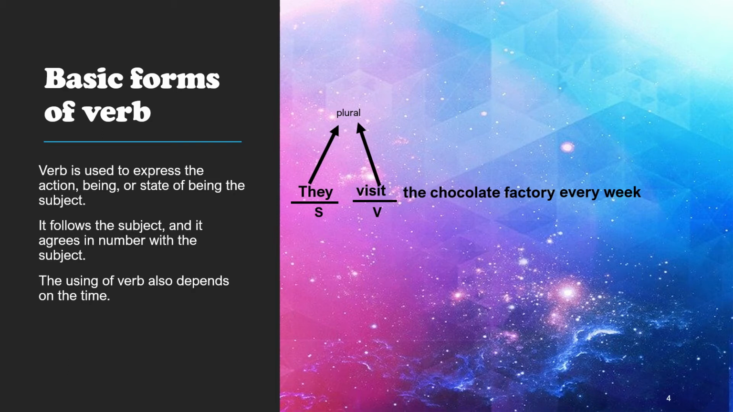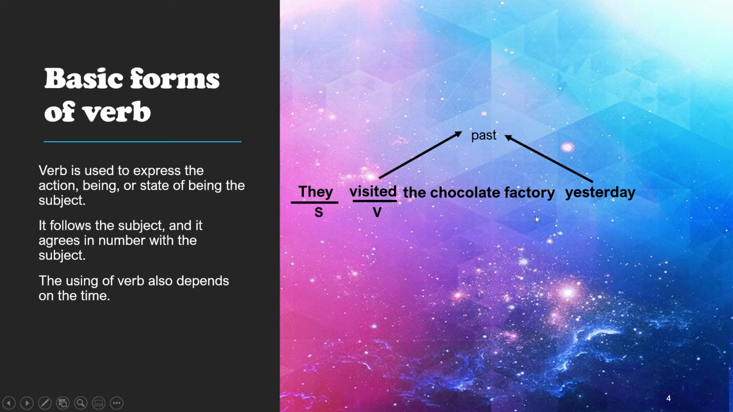And the using of verbs also depends on the time. What does it mean? Look, they visited the chocolate factory yesterday. The word yesterday here marks that the action happened in the past. Therefore, instead of using visit, it used visited. It follows the time. It depends on the time. It changes when the time changes. It changed according to when it happened.